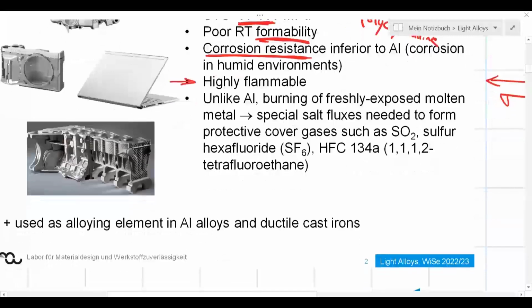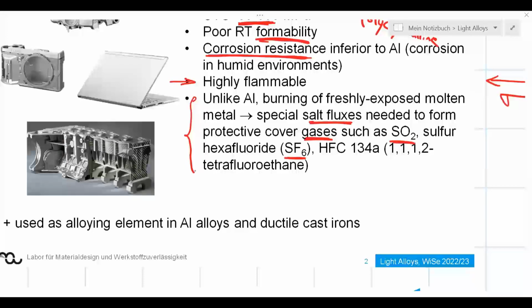There are special salt fluxes, for example, which help to form gases which contain components such as SO2 or SF6, or other sorts of gases, which could cut the contact between air and magnesium melt. Otherwise, it's going to burn. And this is one of the challenges associated with magnesium alloys. If you want to cast them, you also have to create a protective atmosphere in order to avoid contact with air.